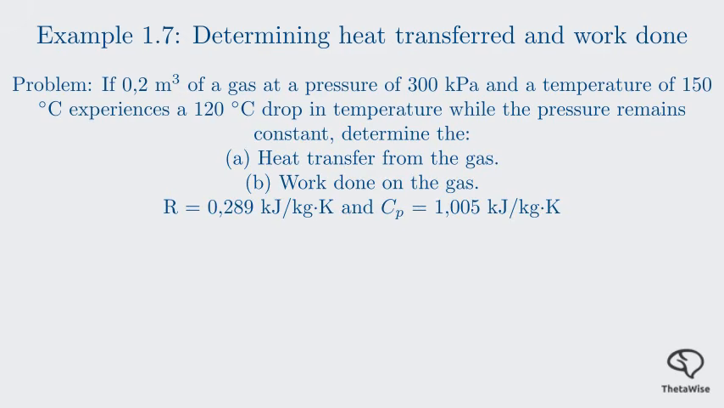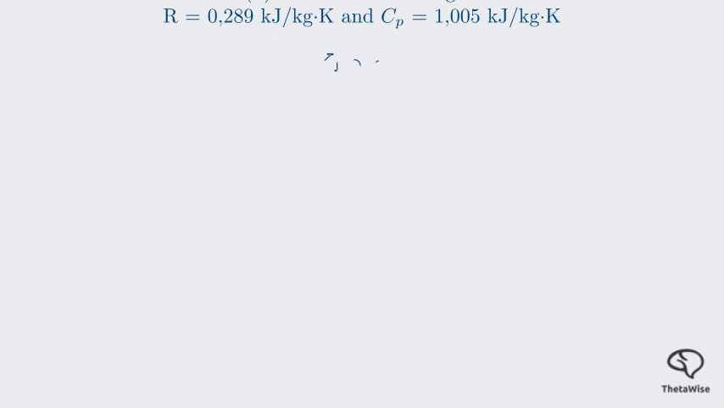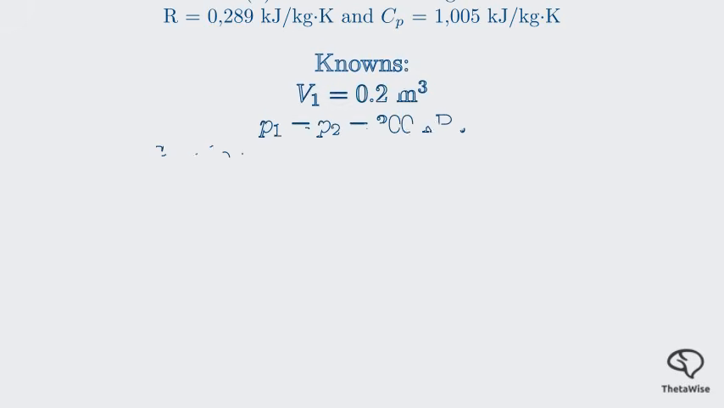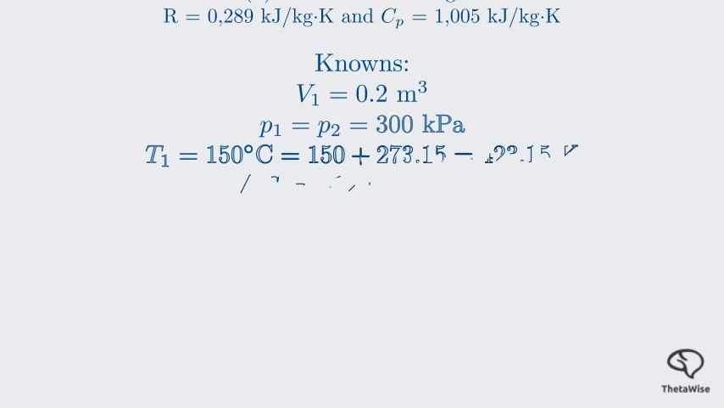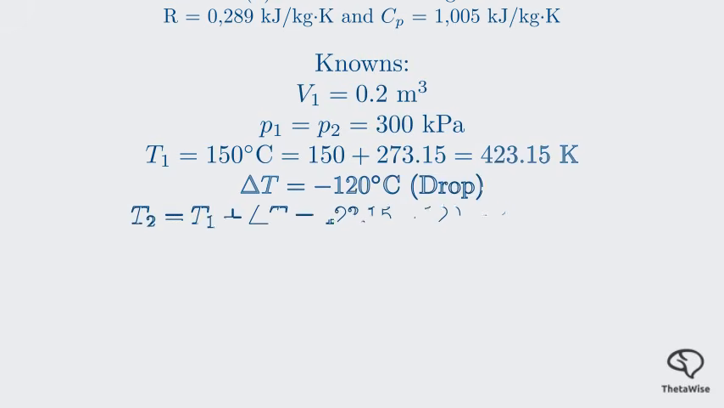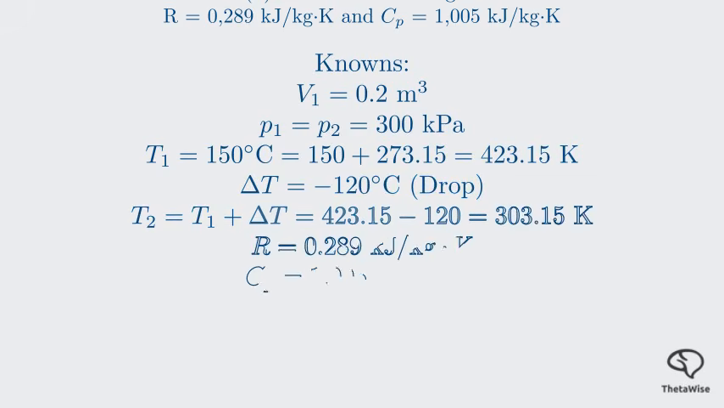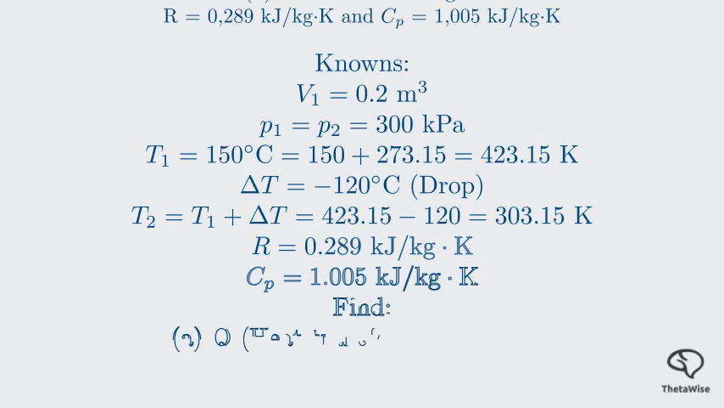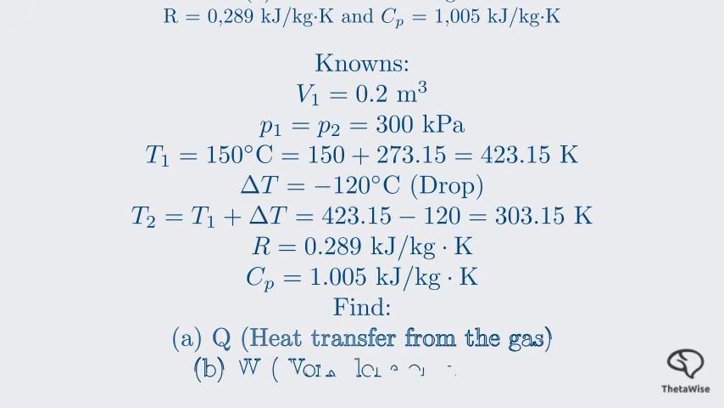Let's start by listing our knowns and what we need to find. The initial volume, V1, is 0.2 cubic meters. The constant pressure, P1 equals P2, is 300 kilopascals. The initial temperature, T1, is 150 degrees Celsius, which we convert to Kelvin by adding 273.15 to get 423.15 Kelvin. The temperature drops by 120 degrees Celsius, which is 120 Kelvin. So the final temperature, T2, is 423.15 minus 120, which is 303.15 Kelvin.